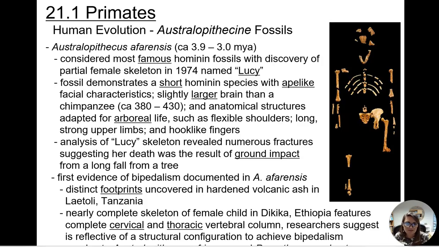First evidence of bipedalism is going to be documented here. We have distinct footprints that were uncovered in hardened volcanic ash in the Laetoli, Tanzania area, and a nearly complete skeleton of a female child in Dikika, Ethiopia, which is going to feature a complete cervical and thoracic vertebral column. Researchers suggest it's going to be reflective of a structural configuration of the achievement of bipedalism.